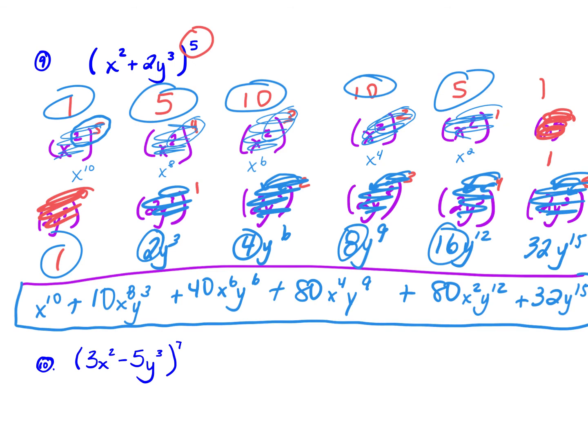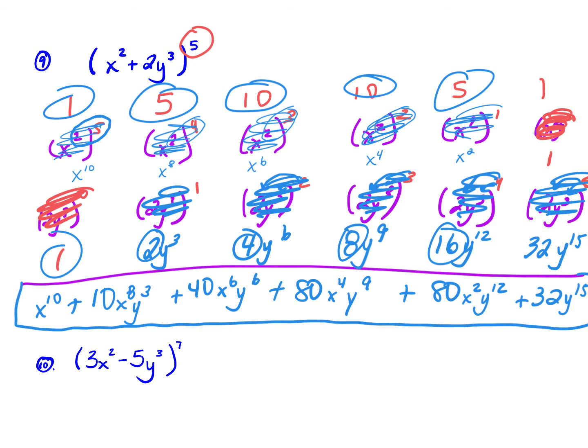5 to the 6th power is 15,625. So I have 15,625. Then 3 times 6 will be y to the 18th. Then 5 to the 7th power gives me negative 78125. Y to the, what's 3 times 7? 21. All right, again, nothing terribly difficult, just a pain because the numbers are so big. My answer's right. Here we go.